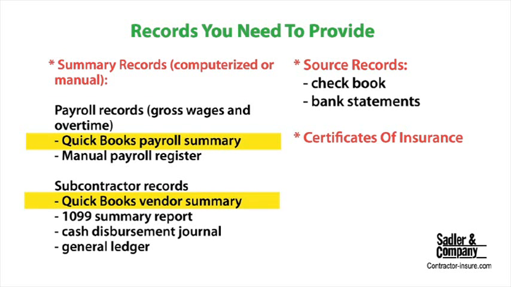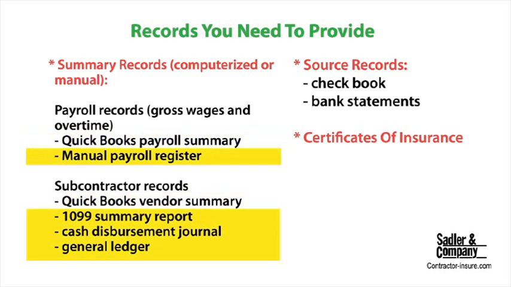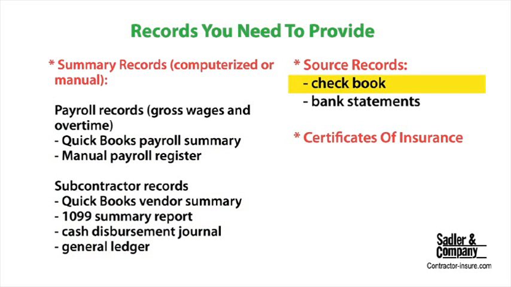Most builders use QuickBooks or a similar program that produce very nice summary reports for both payrolls paid to employees and amounts paid to subs. If the builder isn't automated, the auditor will want to review manual summaries such as cash disbursement journals or general ledgers. If neither automated nor manual summaries are available, the auditor will be forced to use source records such as checkbook registers or bank statements. Forcing an auditor to pore over tedious source records can be a big mistake, as they're often not legible and they can more easily lead to misunderstandings, resulting in classification errors that can cost you money.